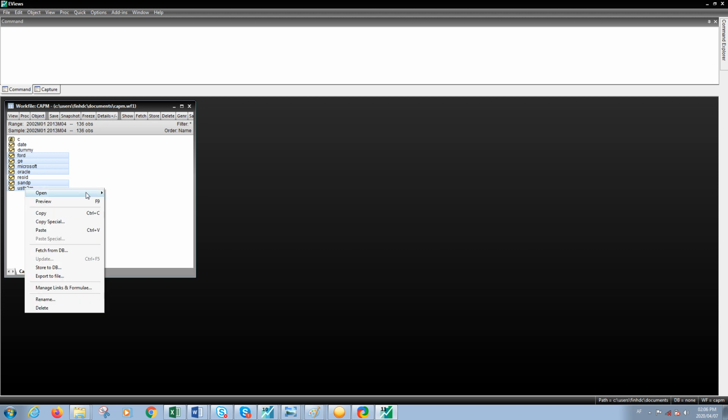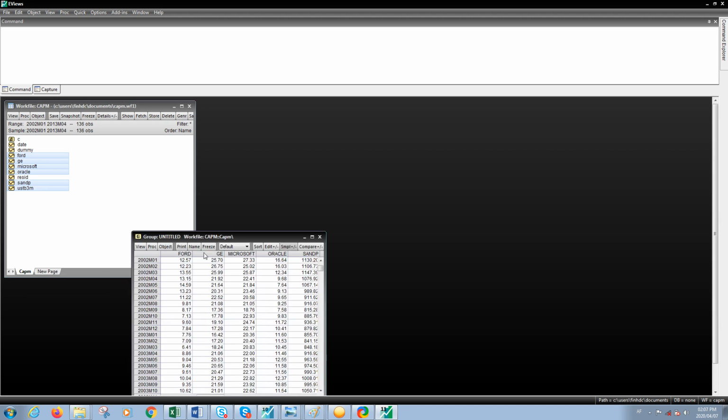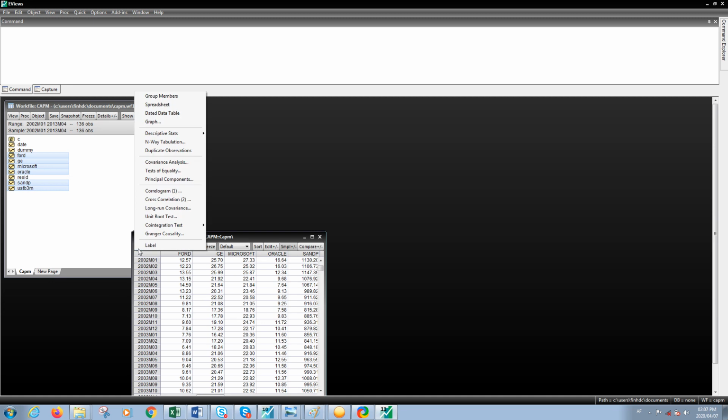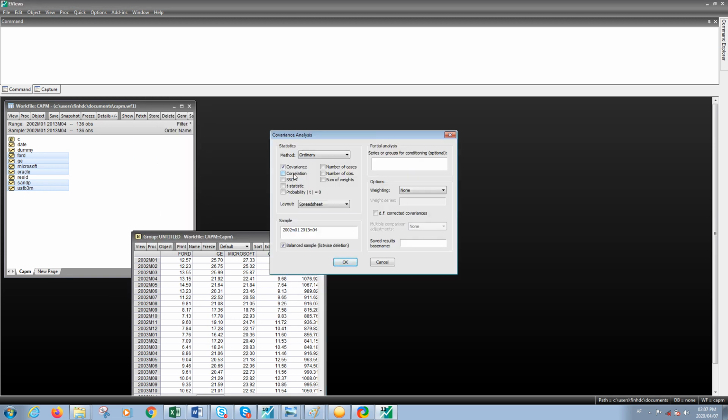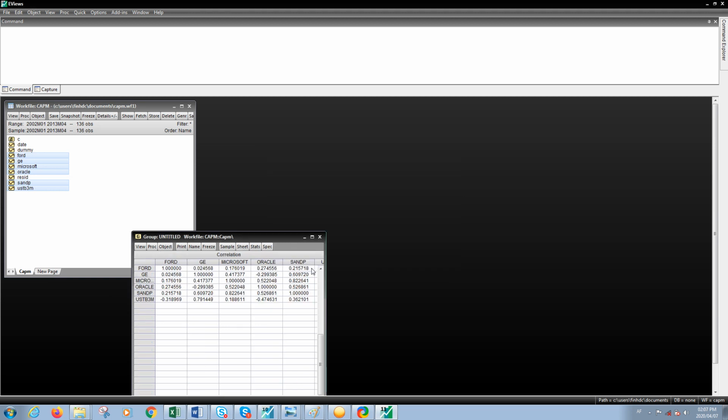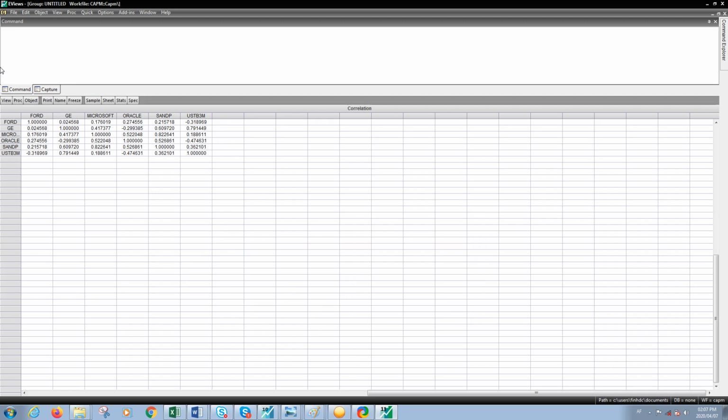So you go to open. Once again, you open them as a group, and now you see you've got all your series in one work file. You can go to view once again, go to descriptive statistics, to your covariance analysis, correlation, deselect covariance, and here's your matrix.